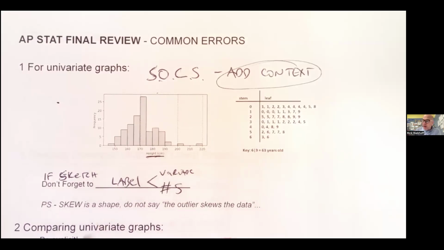Final little piece of advice when we talk about skew as a shape in AP Stat. I know in regular parlance in the English language, we would say, oh, this skews the data. We don't use that in AP Stat. So do not say the outlier skews the data, or the outlier skews the mean. Don't say that. Skew is a shape.